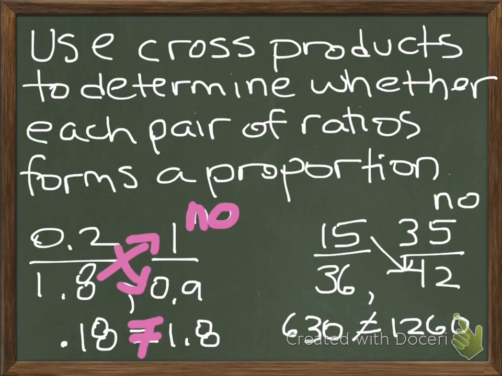Again, with the next example, I'm doing the same thing, 15 times 42, and that's 630, and then 36 times 35 is 1260, so they are again not equal to each other. So these would not form a proportion.